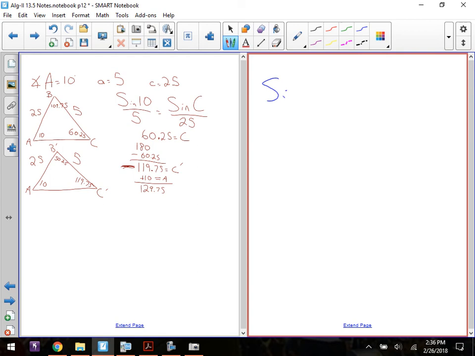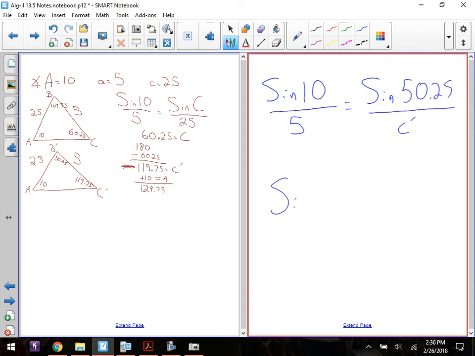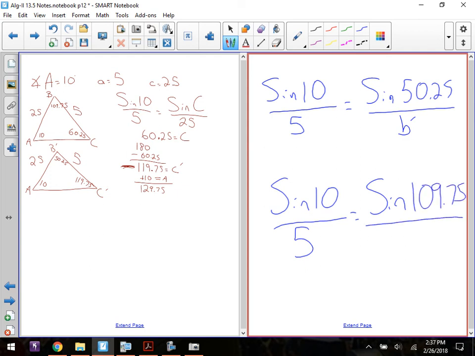So as we start again, sine of 10 is to 5. Sine of, what is that, 1? I can't make my own handwriting. 50.25 is to little c, that's little c prime. Just checking to see if you're paying attention. Good job. Is that a 107? 109. And that would be, bring that over, so it would be 5 sine.